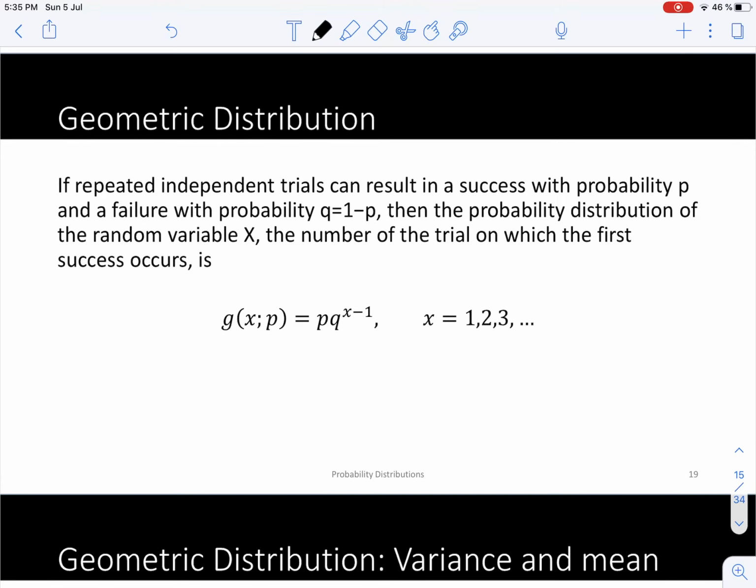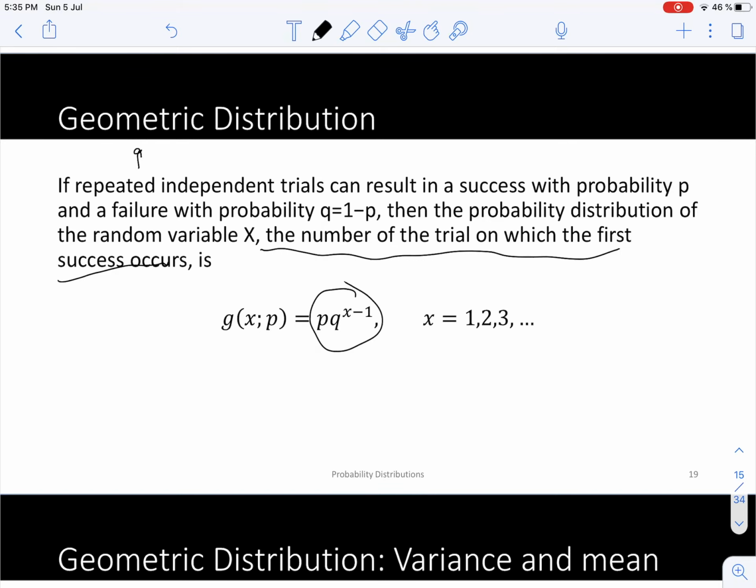previous probability distributions, the random variable was the number of successes in a number of trials or in a sample size. Now, in the geometric case, the random variable refers to the number of the trial on which the first success occurs. So here, the random variable is not counting number of successes. It is the number of the trial on which the first one occurs.